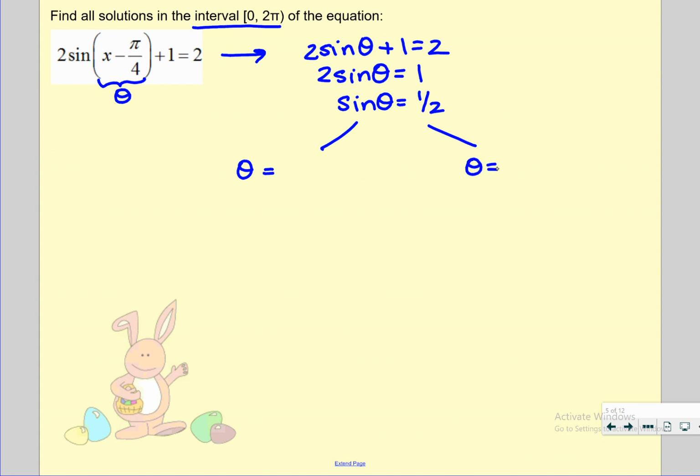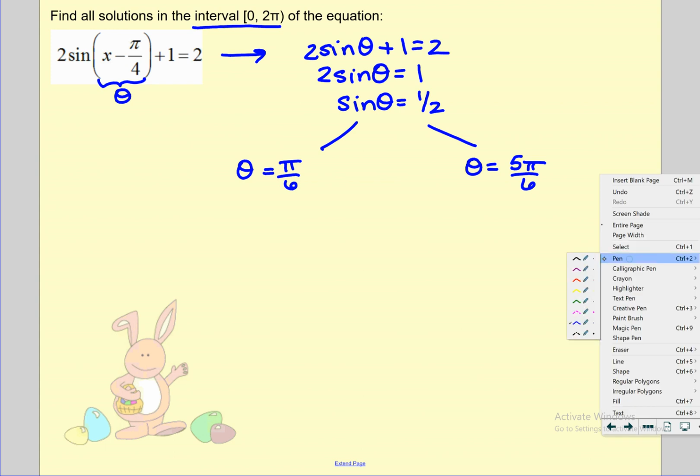Where on your unit circle does sine equal a half in radians? Pi over 6, quadrant 1, 5 pi over 6 in quadrant 2. Good so far? Okay, so that part's really just like review.